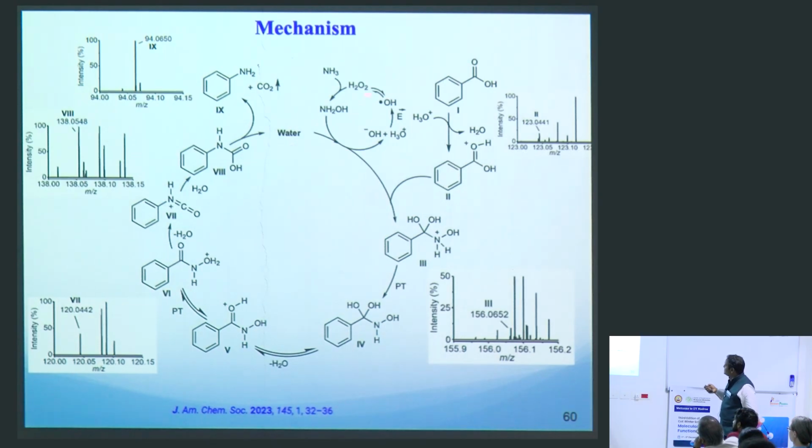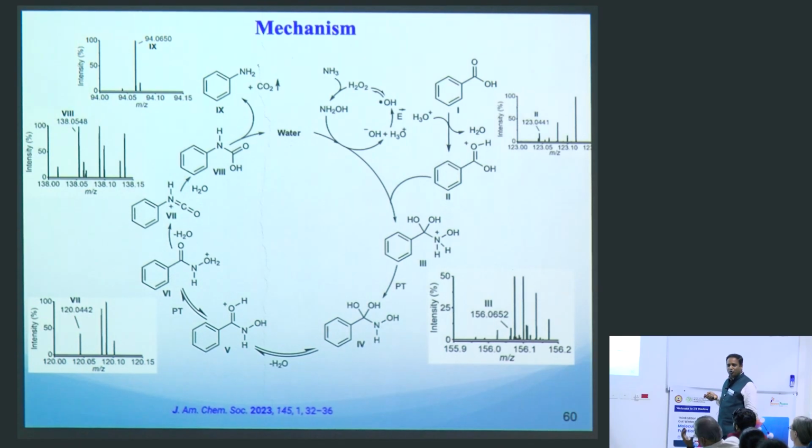So what happened first is that when we take the water, it forms hydroxyl radical, hydrogen peroxide, and then ammonia adds and forms hydroxylamine. This hydroxylamine, being highly nucleophilic, adds to the benzoic acid and forms this acetal type of compound, because this is electrophilic in nature. Now it adds here, and then we get the acetal, and then proton transfer followed by formation of this type of amide, which goes for Larsen rearrangement.